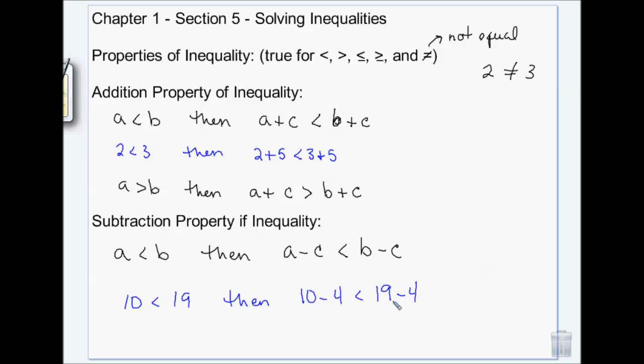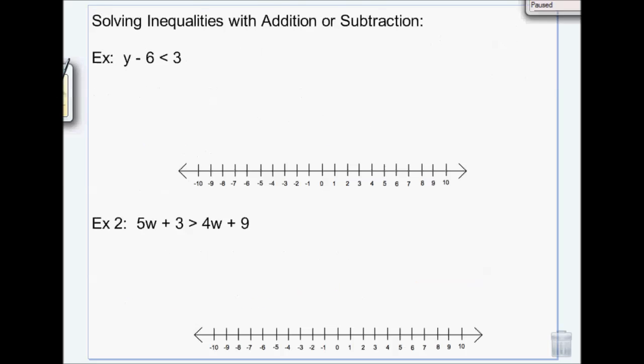6 is less than 15. It's still true. Okay. You add or subtract the same thing to both sides. It's basically, you solve an inequality exactly the same way as you solve an equation. The only thing that is different is the symbol. So I'm going to add 6 to both sides. So y is less than 3.